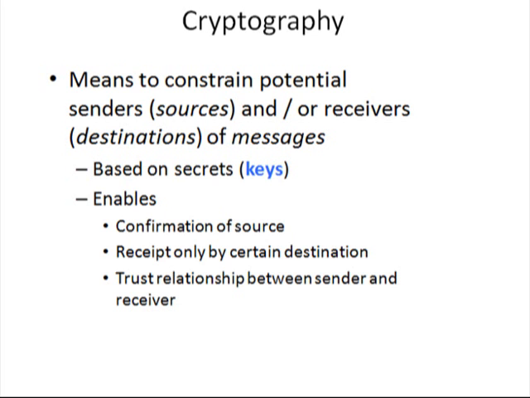Cryptography enables confirmation of the source, and that the message is received only by a certain destination, and it establishes the trust relationship between the sender and the receiver. So this is how cryptography is helpful in providing security to computer systems.